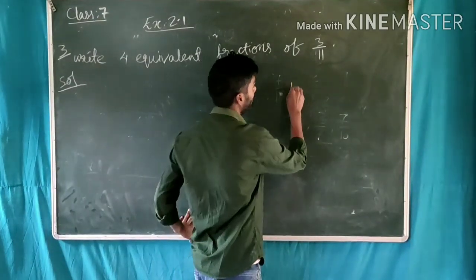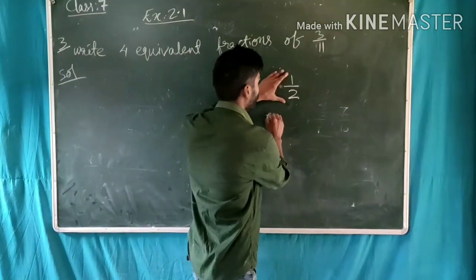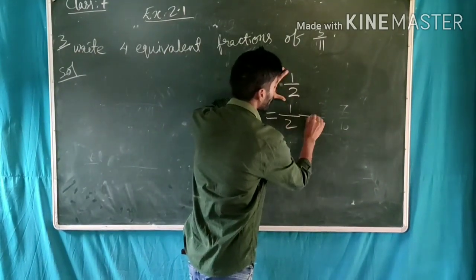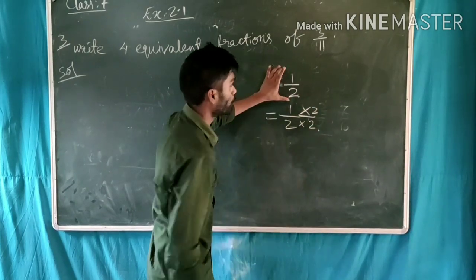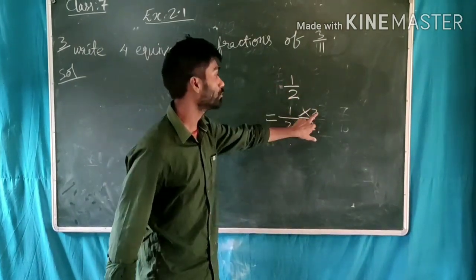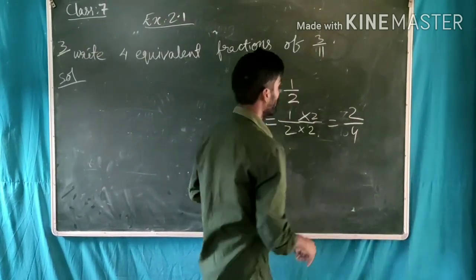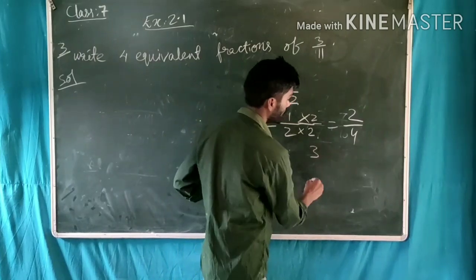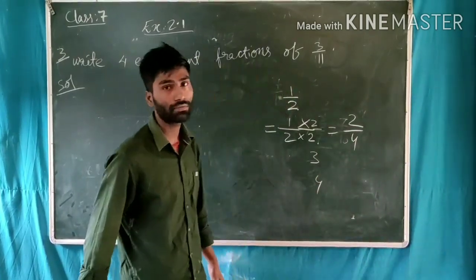For example, that is 1 by 2. Write 3 equivalent fractions of 1 by 2. If it is asked, then for 1 by 2, first we will multiply it by 2, because 1 is already here. So we are going to go with the next one, that is 2. So 2 by 4. In the same way we will multiply it by 3 and then go with the 4, and we are going to find 3 equivalent fractions of that number.